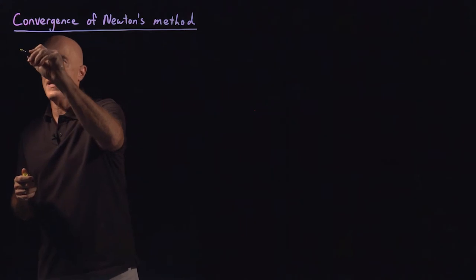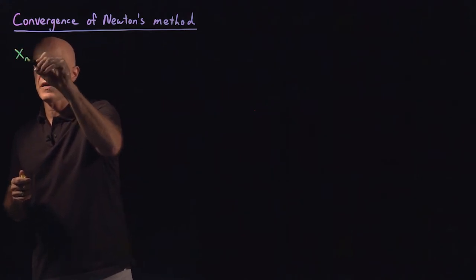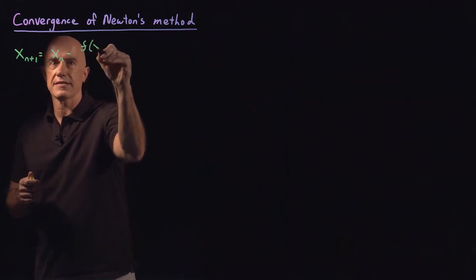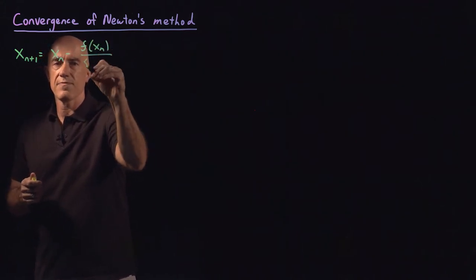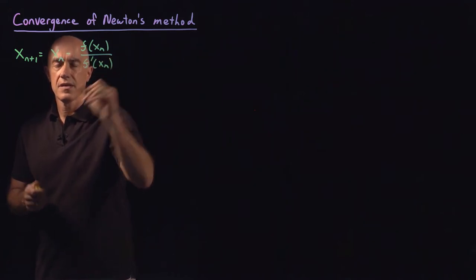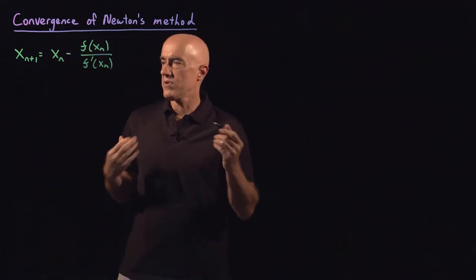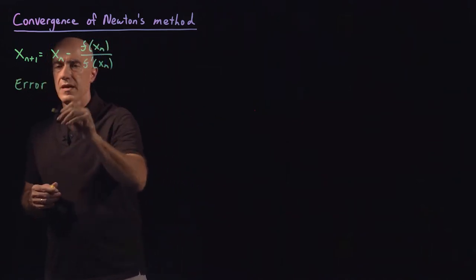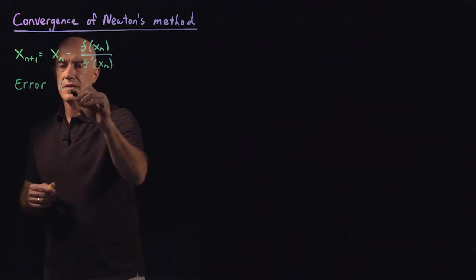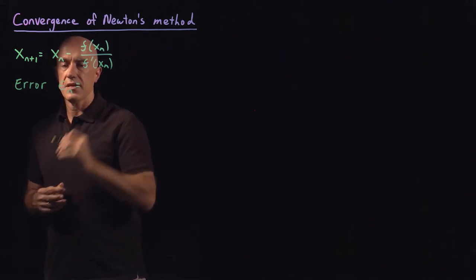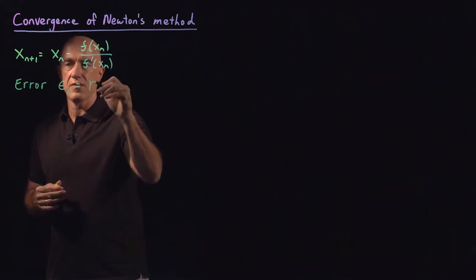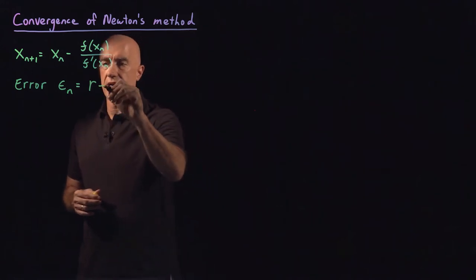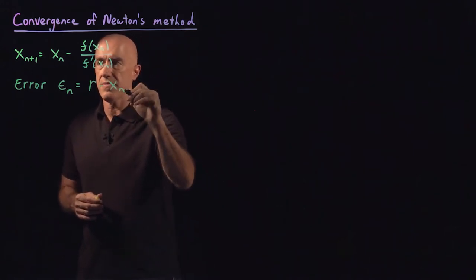So we know Newton's method is x_{n+1} equals x_n minus f of x_n over f prime of x_n. It is an iteration method. We need to define the error, epsilon n, as the difference between the root of f of x, which we denote by r, and the nth iteration, x sub n.